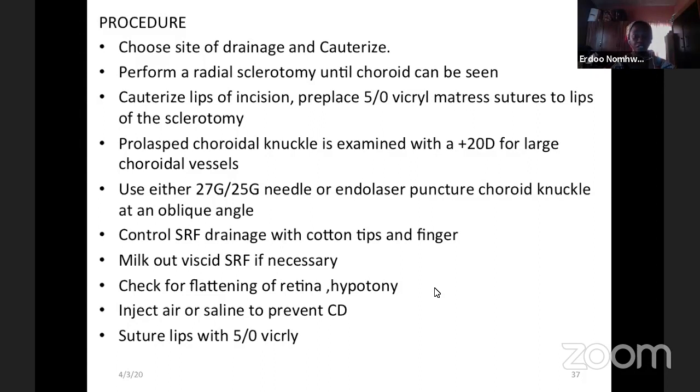So you can use your cotton tips or the fingers to control the amount of subretinal fluid that is coming out. If it's viscid, that's long-standing subretinal fluid, you may have to milk it out. While you do that, you need to check for hypotony or flattening of the retina. You may need to inject air or saline to prevent a choroidal detachment. You then suture your incision with 5-0 Vicryl sutures.